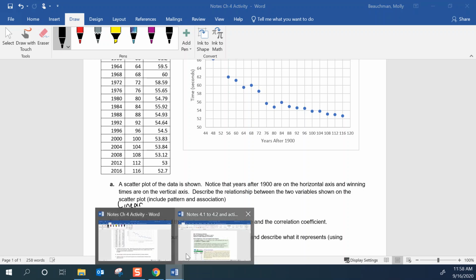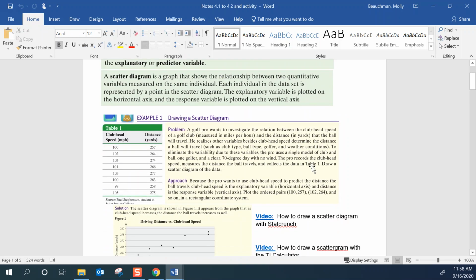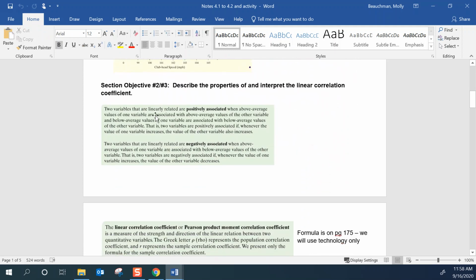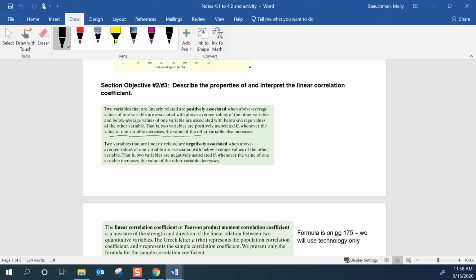When you look at the notes for Chapter 4 on our scatter diagram, two variables that are linearly related are positively associated if, and I'm going to skip down to the last sentence, they're positively associated if, whenever the value of one variable increases, the value of the other variable also increases. They're negatively associated if, when the value of one variable increases, the value of the other variable decreases. So is it a positive or a negative association?